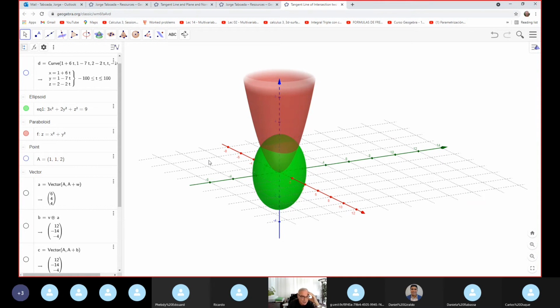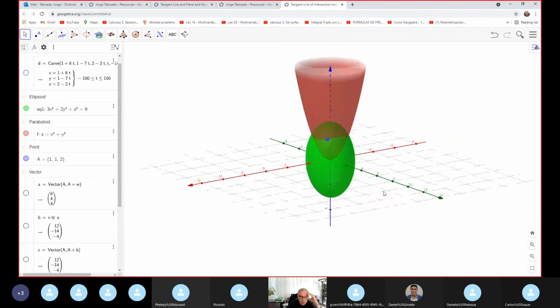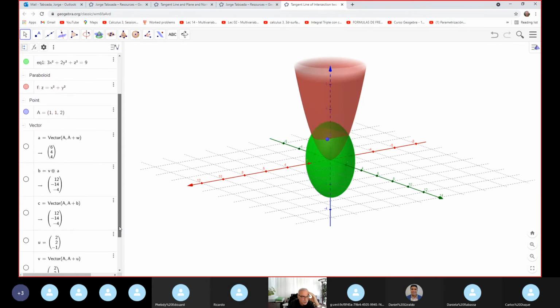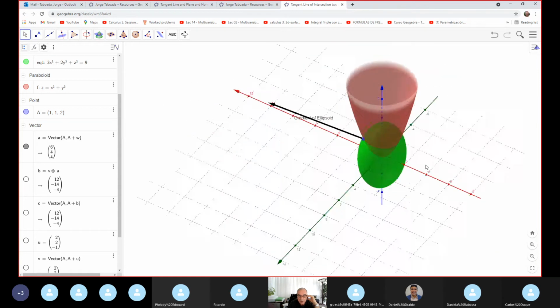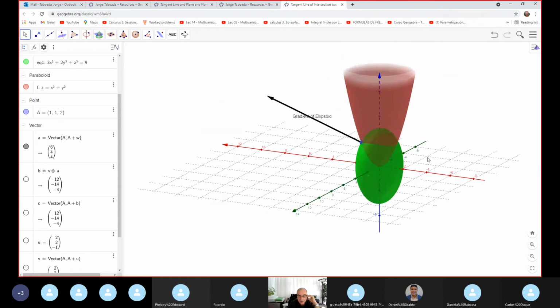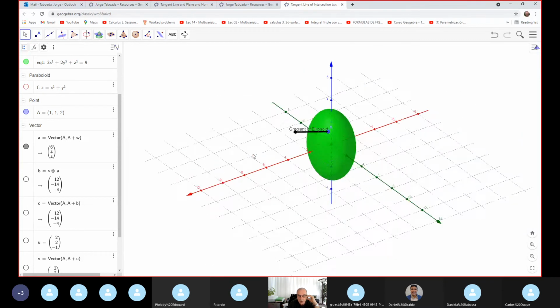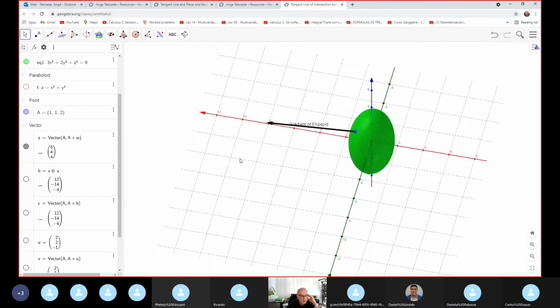My problem now is I have a point, the famous point 1, 1, 2. At this point, I found a different vector. This vector is the gradient of the ellipsoid, which is perpendicular. Look, you see that it is perpendicular? Of course it's perpendicular. It's the gradient of the ellipsoid.